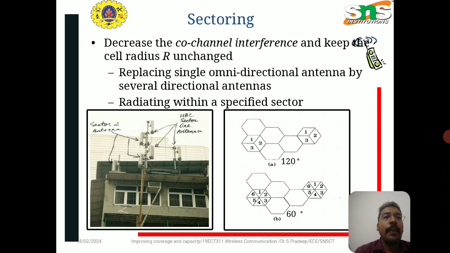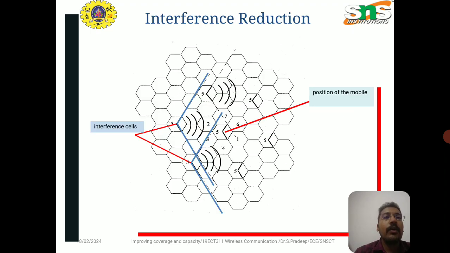Next, sectoring. Sectoring is used to decrease the co-channel interference and keep cell radius R unchanged. Replacing a single omnidirectional antenna by several directional antennas is used in the sectoring concept, with the directional antennas radiating within a specified sector. The figure shows 3-sector and 6-sector cells, by sectoring the given cell into 120 degree and 60 degree sectors. Using the sectoring concept, interference can be reduced.